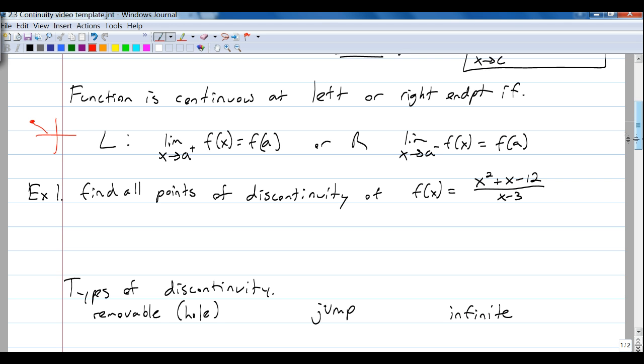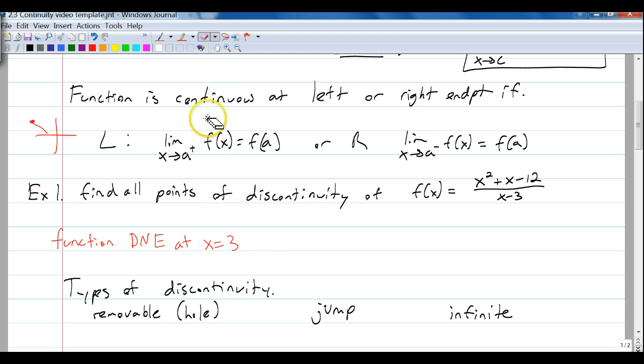Alright, so you guys know how to find these actually with rational functions. Find all points of discontinuity of this function, and generally they're where the graph doesn't exist or can't happen. So for this one, you should already be able to tell me the function does not exist at x equals 3. So that's a point of discontinuity. So it's discontinuous at x equals 3.